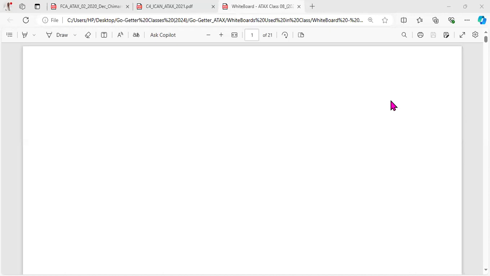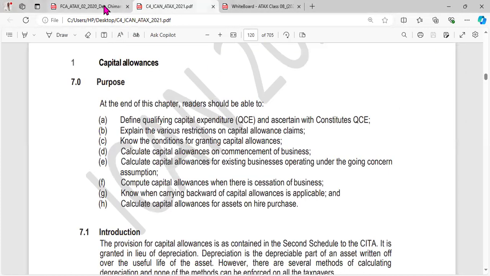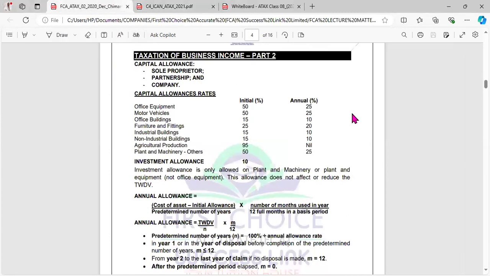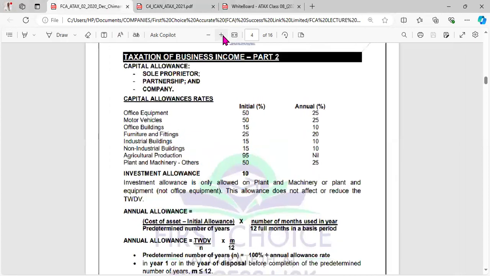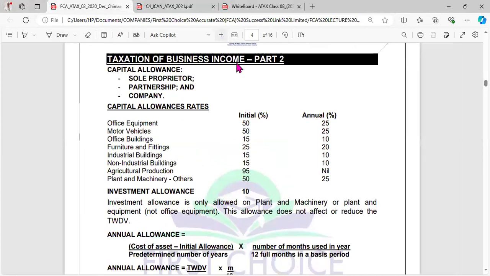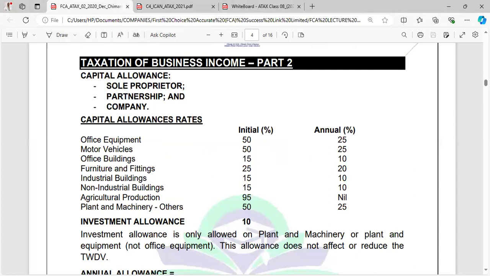My name is Chima, and today the topic we will be discussing is capital allowances. Now, capital allowances is part of the taxation of business income. So, capital allowances always features whenever business income is being spoken of.